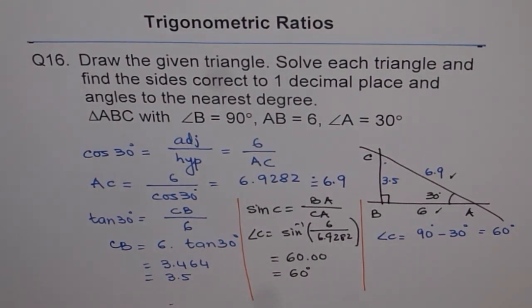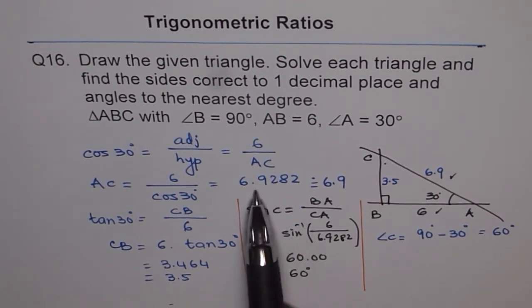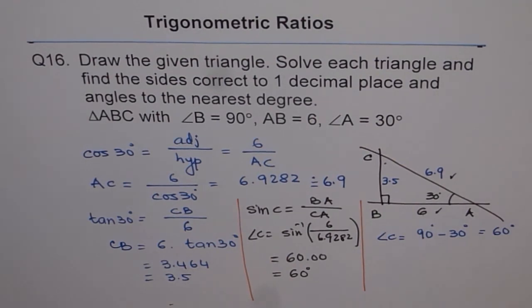So that is how we are going to do it. It is kind of important to use 3 or 4 decimal places to get accurate results in trigonometry, okay?